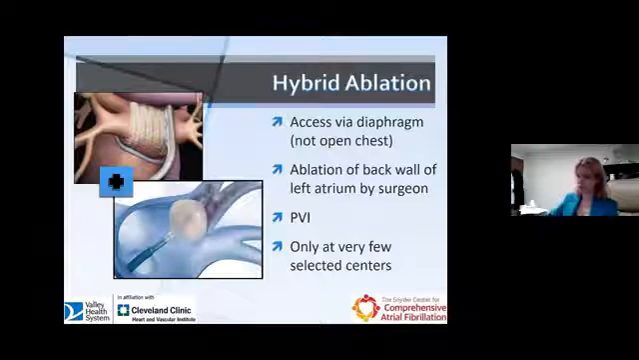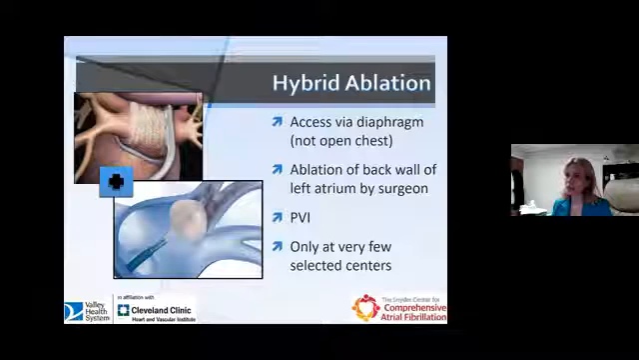It's a very small incision under the sternum, under the breastbone, where this clamp gets inserted and the back wall gets ablated in a more complete fashion. By ablating the back wall and the pulmonary veins together with those two procedures, the success rate can be as high as 80 or 90%, even in people who have long-standing atrial fibrillation.